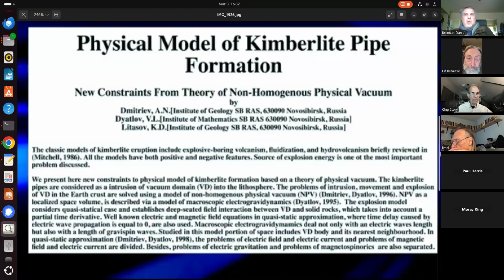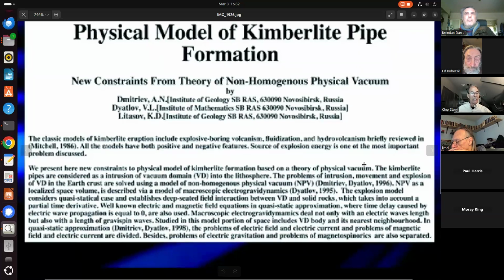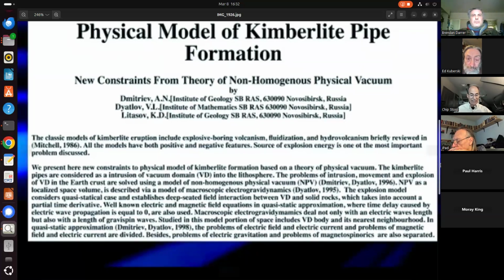Okay. We present here new constraints to physical model of kimberlite formation based on the theory of physical vacuum. The kimberlite pipes are considered an intrusion of the vacuum domain, VD, into the lithosphere. Not the other way around. The problems of intrusion, movement, and explosion of a vacuum domain in the Earth's crust are solved using a model of non-homogeneous physical vacuum, NPV.